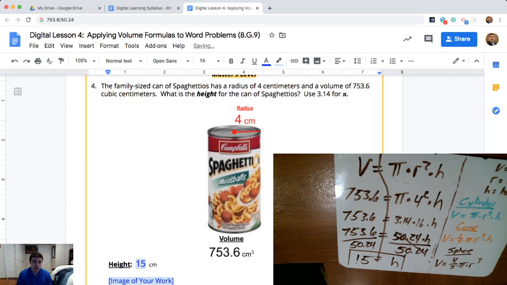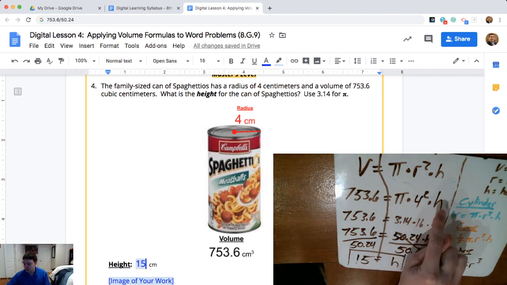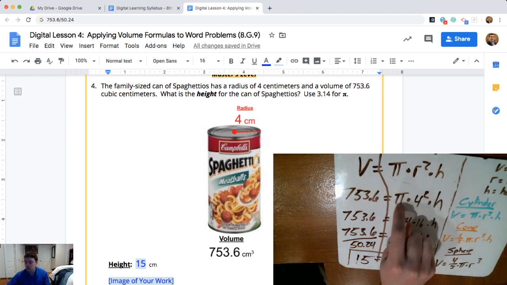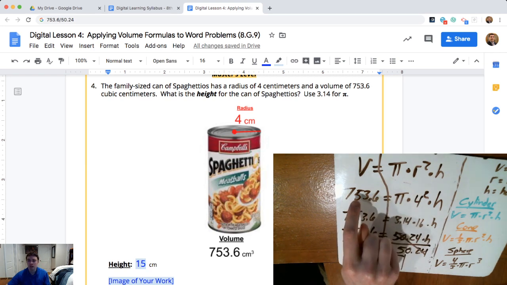And like I said, you could actually go plug that height back into the formula, and 15 times 16, because that's what 4 squared is, times 3.14 will produce the volume that we needed of 753.6.